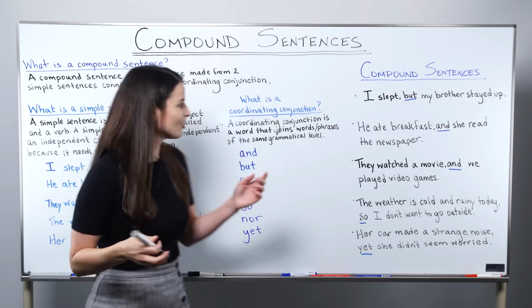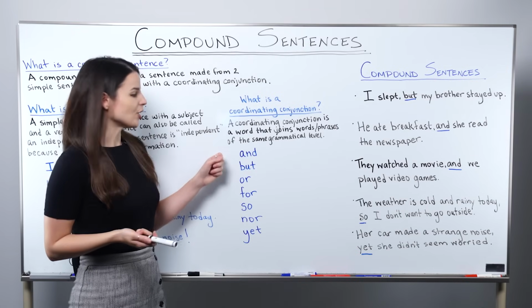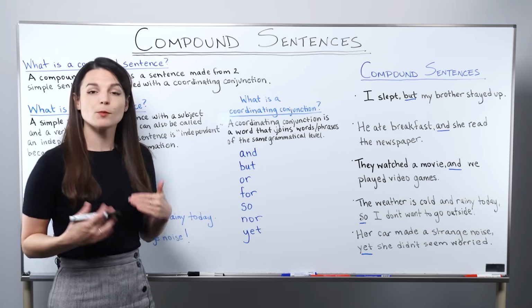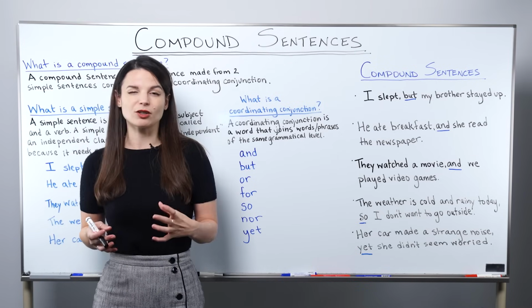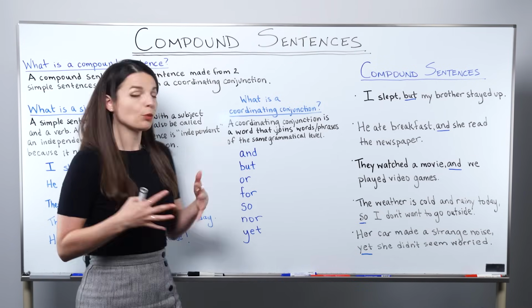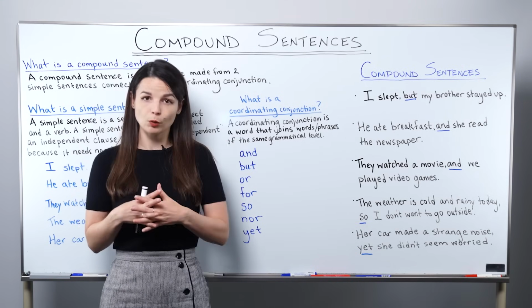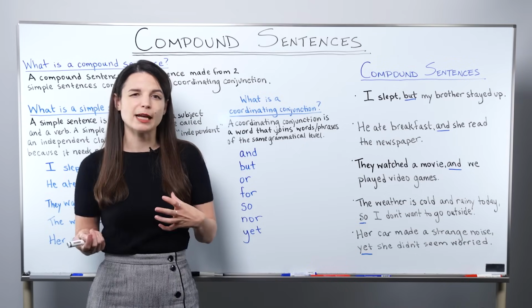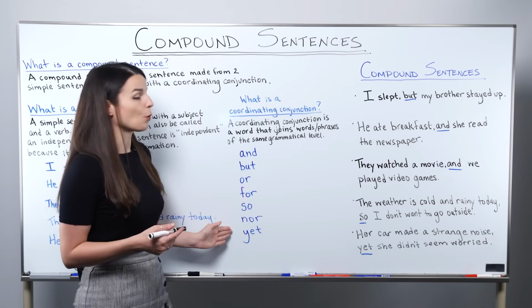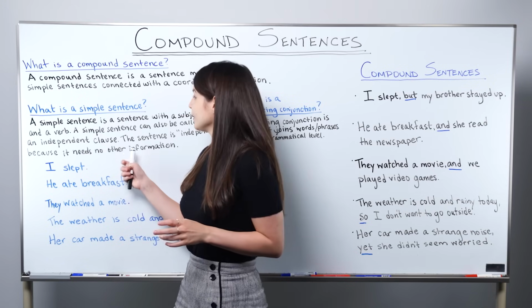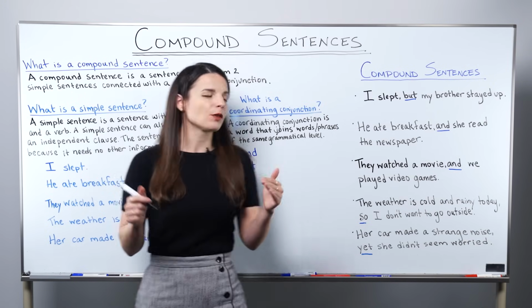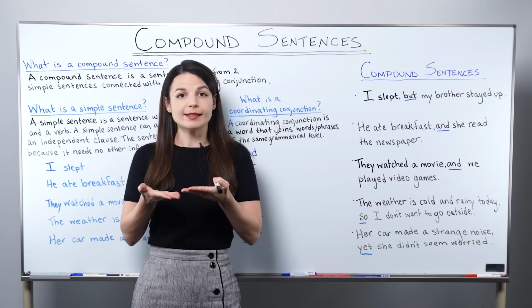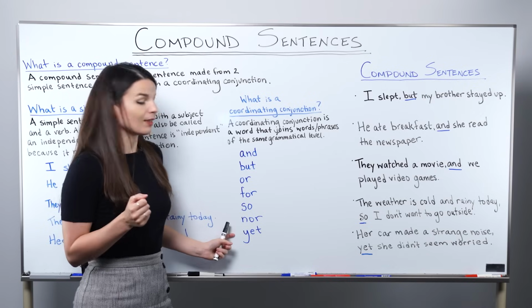What is a coordinating conjunction? So a coordinating conjunction is a word that joins words or phrases of the same grammatical level. The same grammatical level. So what does that mean? So this means that we join words and we join phrases of the same grammatical type. So for example, we can use these words, these coordinating conjunctions, to join two simple sentences. So they're the same grammatical level, right? Simple sentence and simple sentence. They are the same, so we can join them with these words.